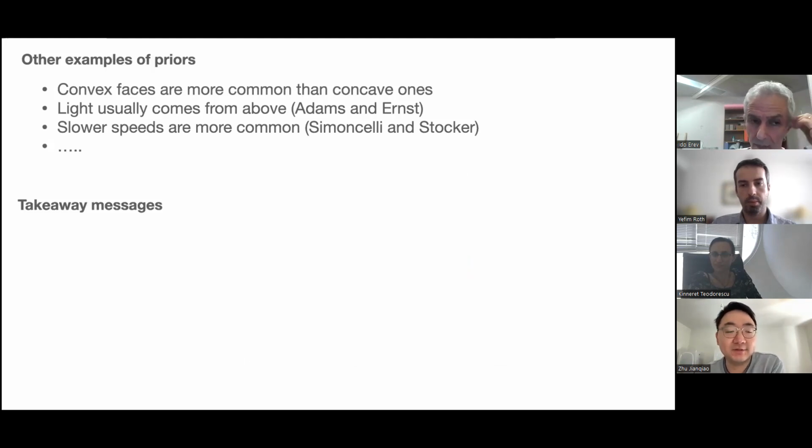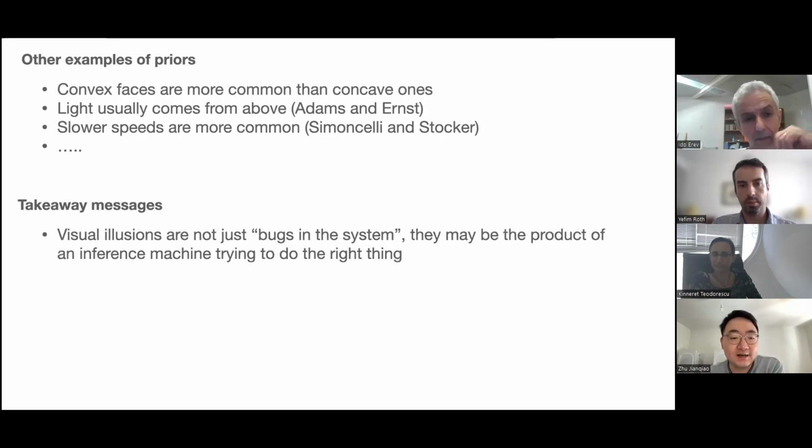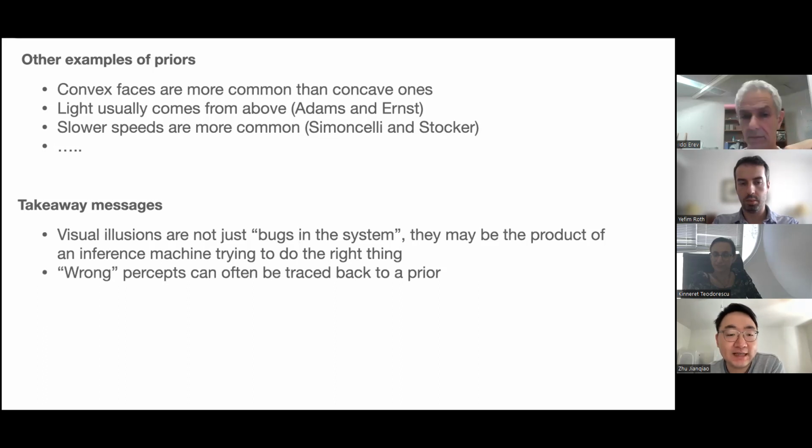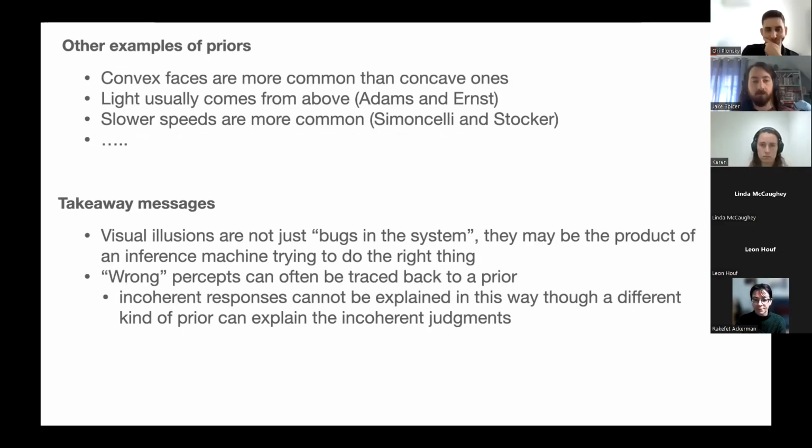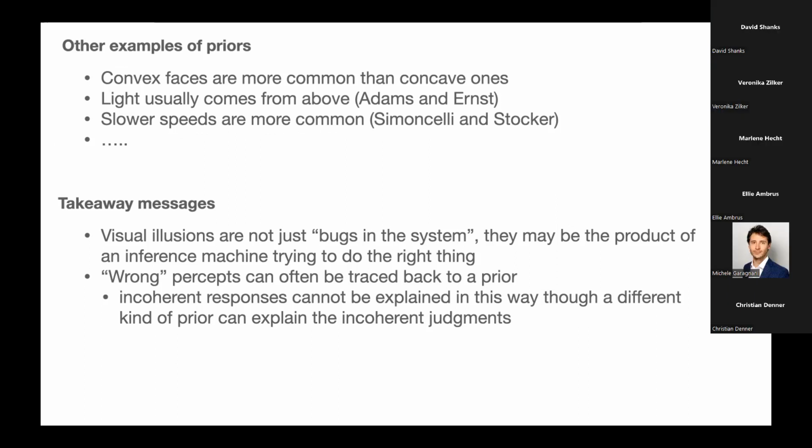So the takeaway message from this practice is that we can see visual illusions are not just bugs in the system. They may represent something interesting in the inference machine trying to do the right thing. And the wrong percepts can often be tracked back to a prior. Later on we'll explain how, in the judgment and decision making literature, we know lots of biases are incoherent biases, and we will return to this later, saying we have a different kind of prior that can explain why behavior is incoherent.